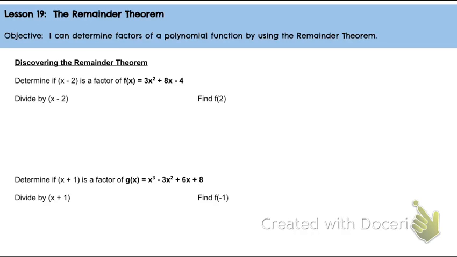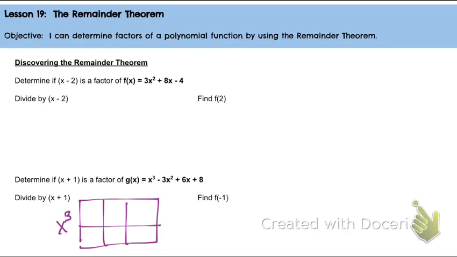So the next one is determine if x plus 1 is a factor of g of x equals x cubed minus 3x squared plus 6x plus 8. A couple ways you can do this. You can do the tabular method or you can use long division, whatever you're most comfortable with. So I'll just do the tabular method.